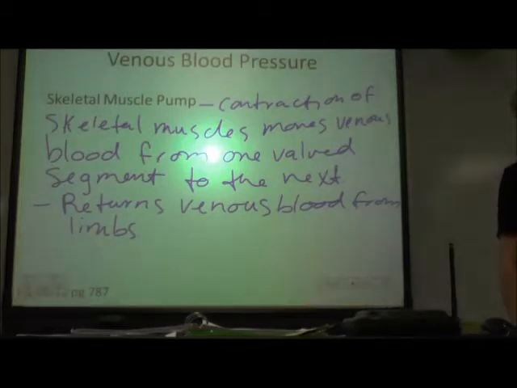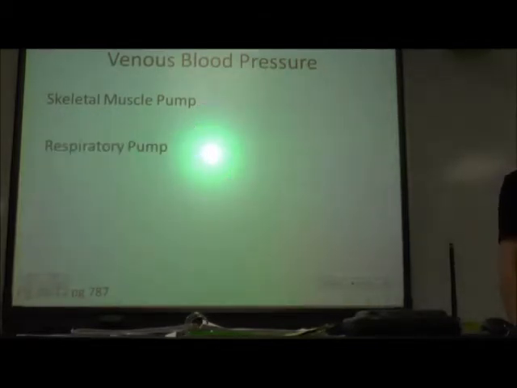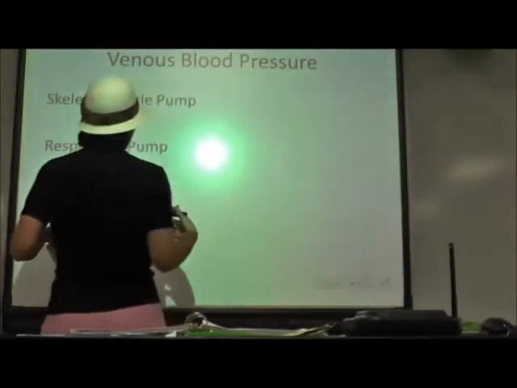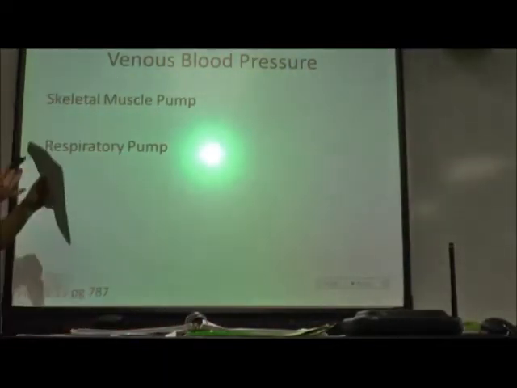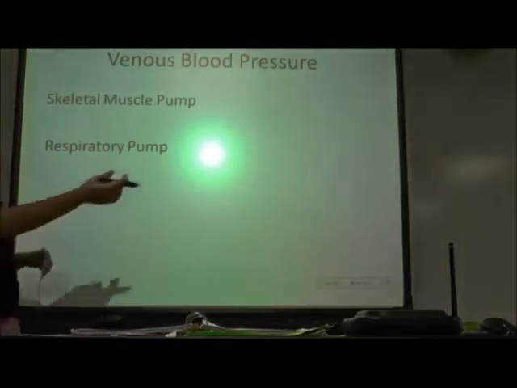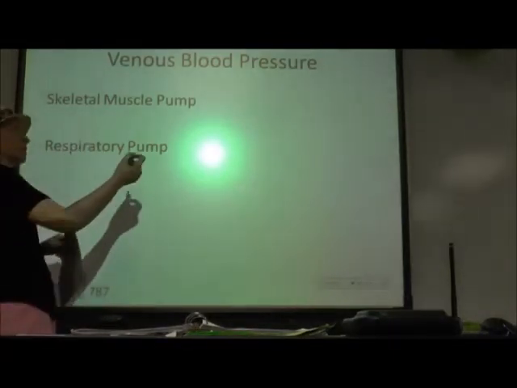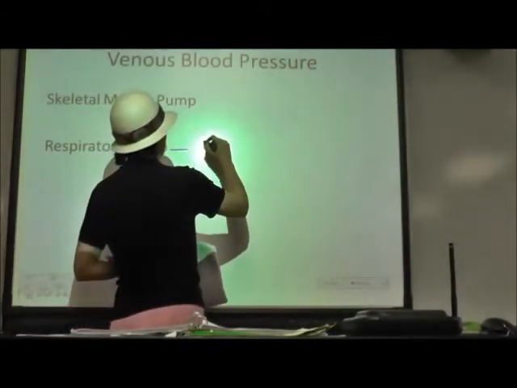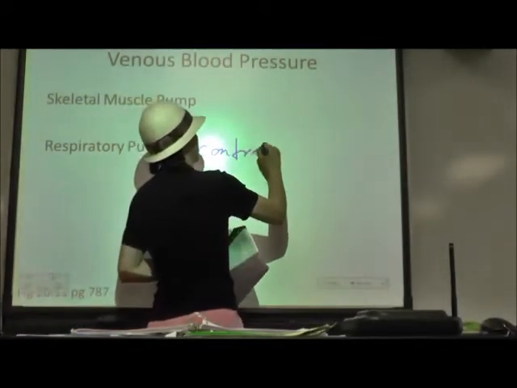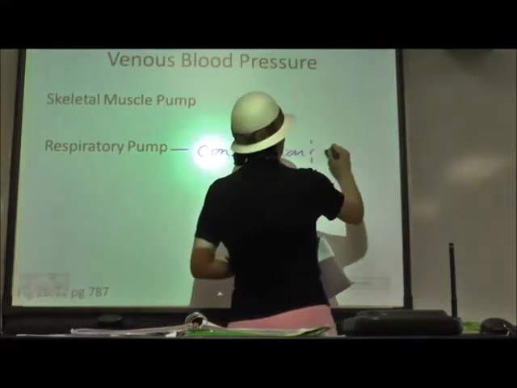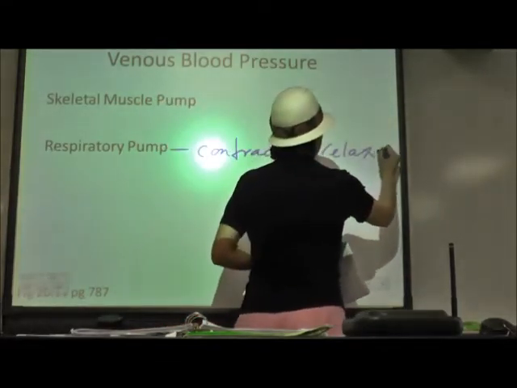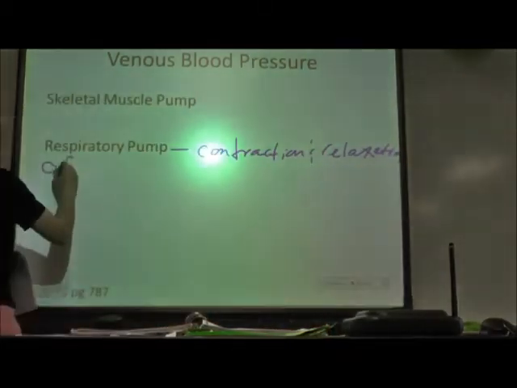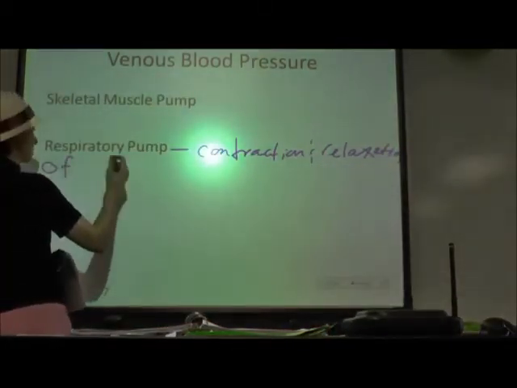The way that we return blood in the thorax is through what's called the respiratory pump. As the muscles of respiration contract and relax, that movement will cause movement of venous blood from one valve section to the next in veins in the thorax. So we can say contraction and relaxation of your muscles of respiration moves blood from one valve segment to the next in the thorax.